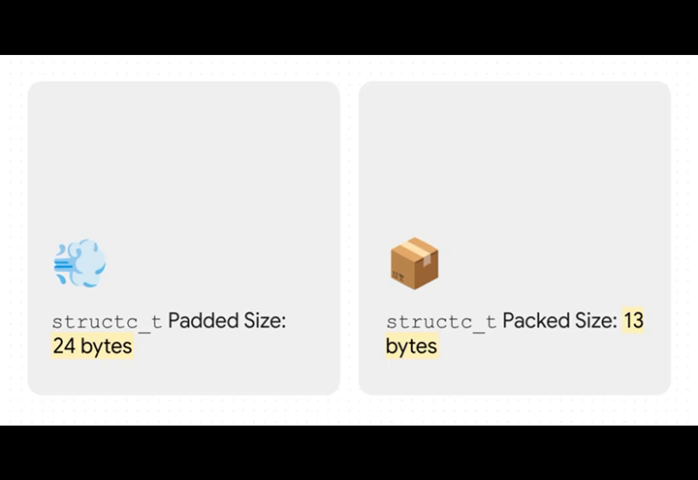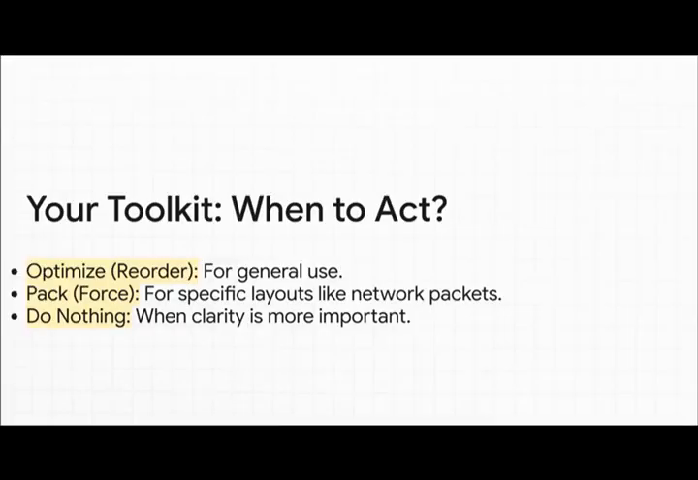Just look at the difference it makes on our most wasteful struct. Struct CT, which was a bloated 24 bytes, shrinks all the way down to a lean 13 bytes when we pack it. That's just the raw size of its members. 8 for the double, 4 for the int, and 1 for the char. Nothing more. So, what should you do in your own code?